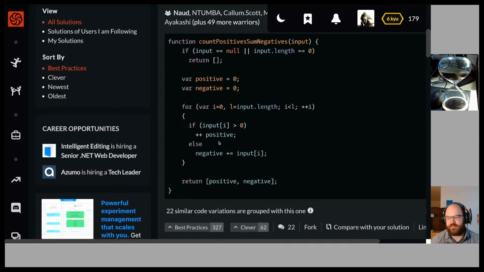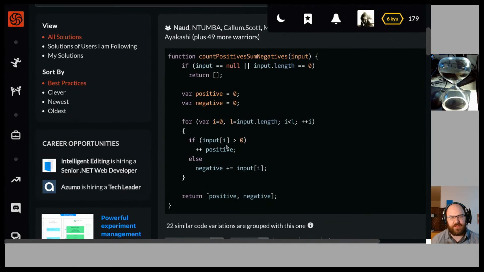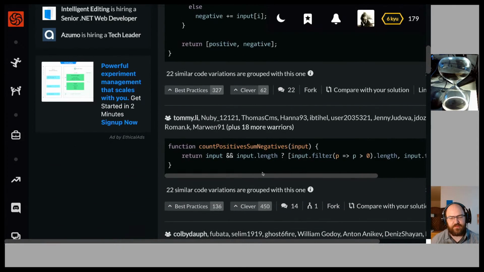It's interesting that the first result is so long. Usually you get short ones. Well, here's the short one. Return input and input.length question mark. Oh, that's checking if it's null or its length is 0.